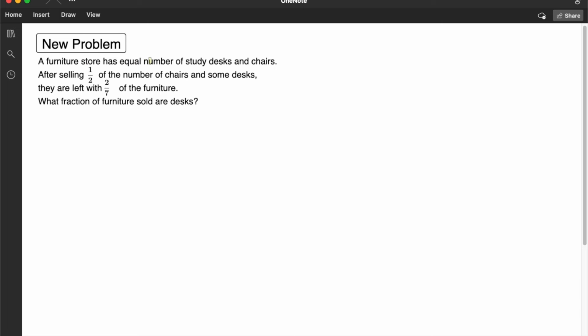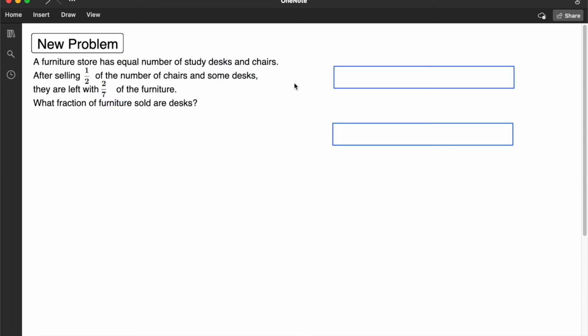A furniture store has equal numbers of study desks and chairs. After selling half of the number of chairs and some desks, they are left with 2/7 of the furniture. Question: what fraction of furniture sold are desks?